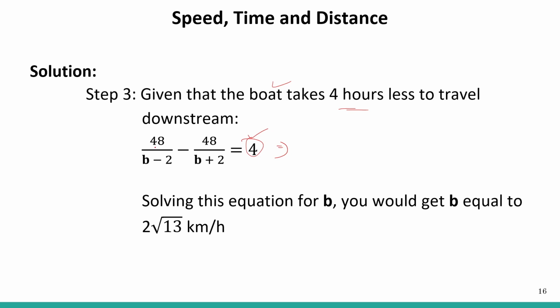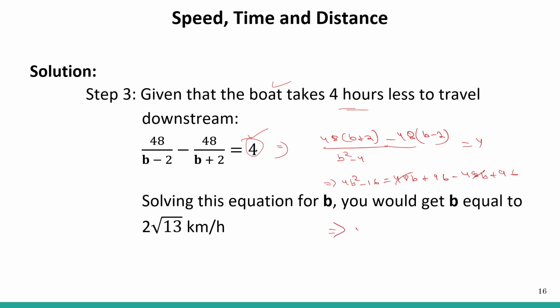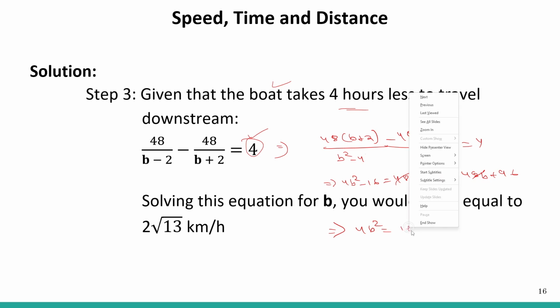So this implies that solving these two equations, what we are left with is, so it will be B square minus 4, right? So it will be 48 into B plus 2 minus 48 into B minus 2, right? So this will be equal to what? 4. So this implies that 4B square minus 16 is equal to 48B plus 96 minus 48B plus 96. So cancelling the 48B, okay, what we are left with is 4B square is equal to 96 plus 96 is equal to 192.